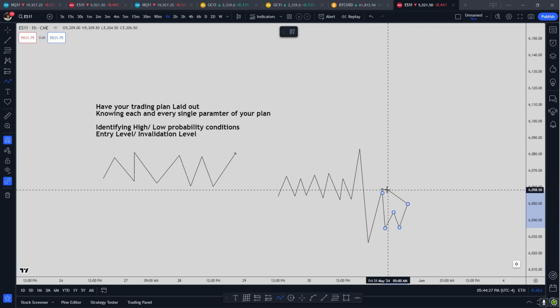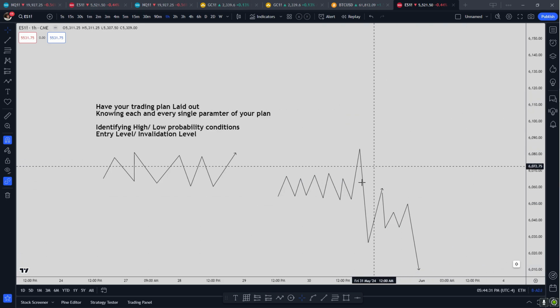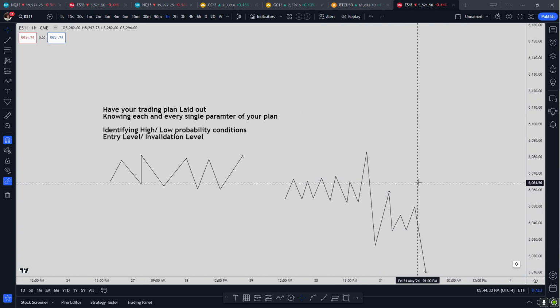So you enter here with your stop here, and you catch the second leg down. That's another idea of framing a trade setup. When you're framing your trade setup, it can't be two-sided. I can't stress this enough. It can't be two-sided. You should know, okay, the market should go this way.